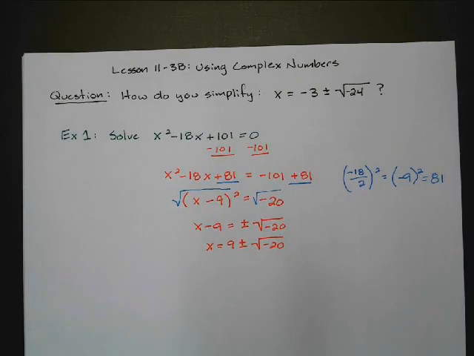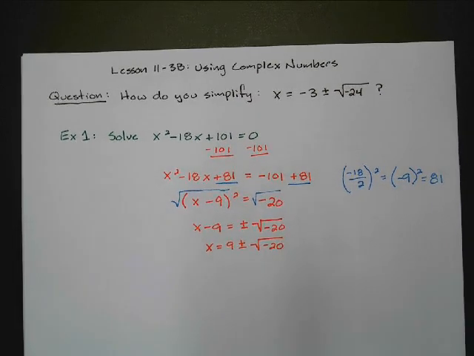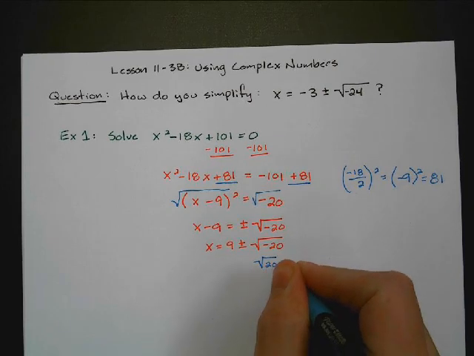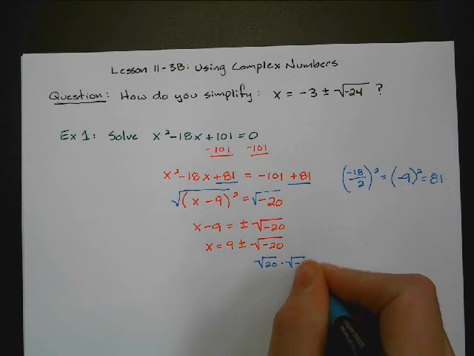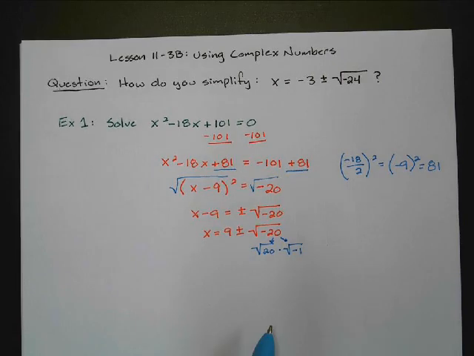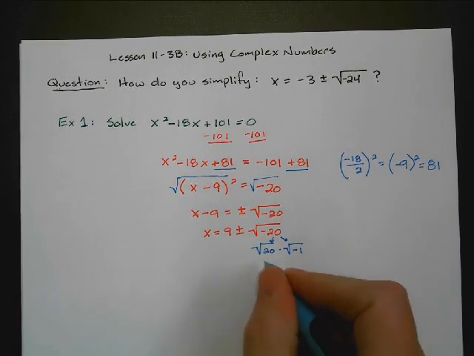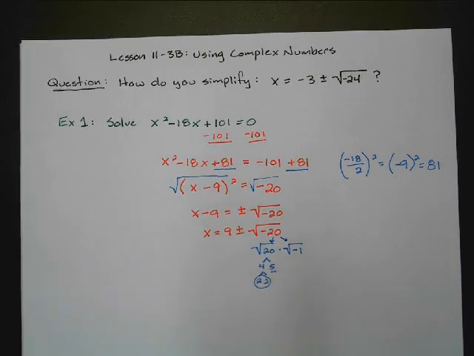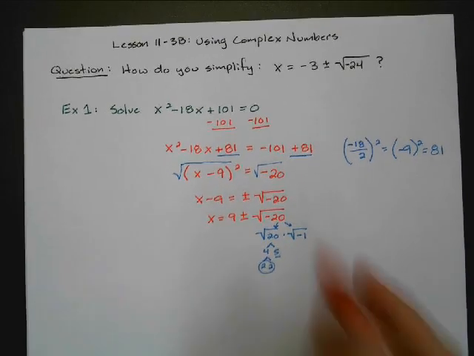And I'm not going to stop here, because remember when we had the negatives in the root, we said that we could split that up. We said that we could change this to root 20 times the square root of -1. So it's going to split up into those two parts. And then root 20 can reduce, because that's 4 times 5, and 4 is 2 times 2, so I got a pair of 2's. I got a 5 left over. So I am ready to give my final answer.